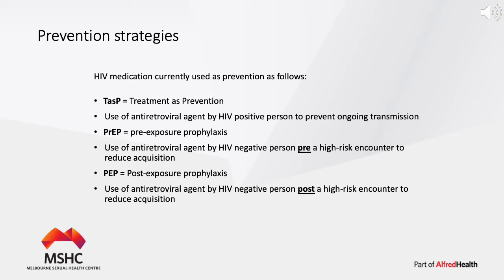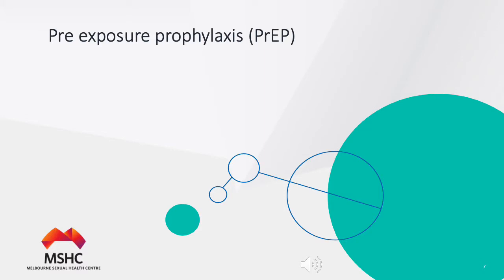Post-exposure prophylaxis is the use of an antiretroviral agent, which is used in the treatment of an HIV-positive person. This antiretroviral agent is used by an HIV-negative person after a high-risk episode to reduce acquisition, but it's done within 72 hours of the risk of exposure. So let's talk now about pre-exposure prophylaxis, or popularly known as PrEP.